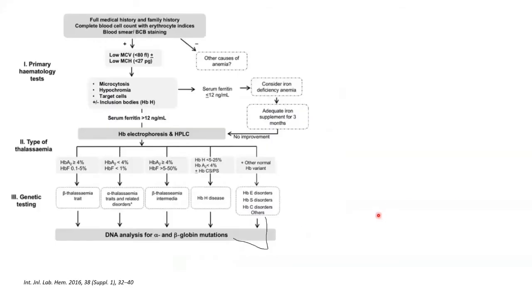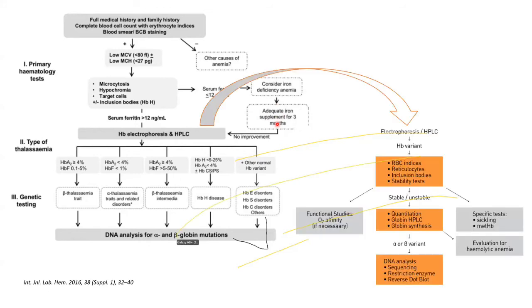This is just a summary of how you should approach whenever you're suspecting any hemoglobin variants. So we should exclude iron deficiency anemia in case of microcytic hypochromic indices, then give a trial of iron supplements if there is low ferritin or any possibility of concomitant iron deficiency. Then proceed with hemoglobin HPLC or electrophoresis.